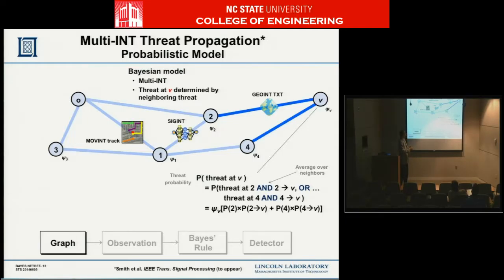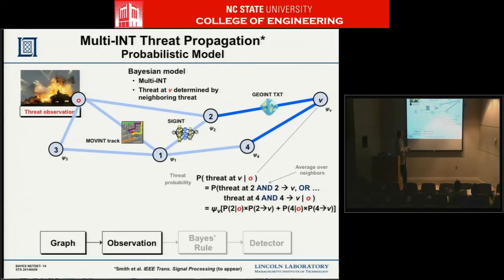So the only way threat can get to V is through its neighbors. So the probability that there's a threat here is equal to the probability that it was at its neighbors, which in this illustration is either 2 or 4, and that threat went from 2 to V. And so you just apply the additive law for probability here, and with independence, and you get this probability of threat at V.